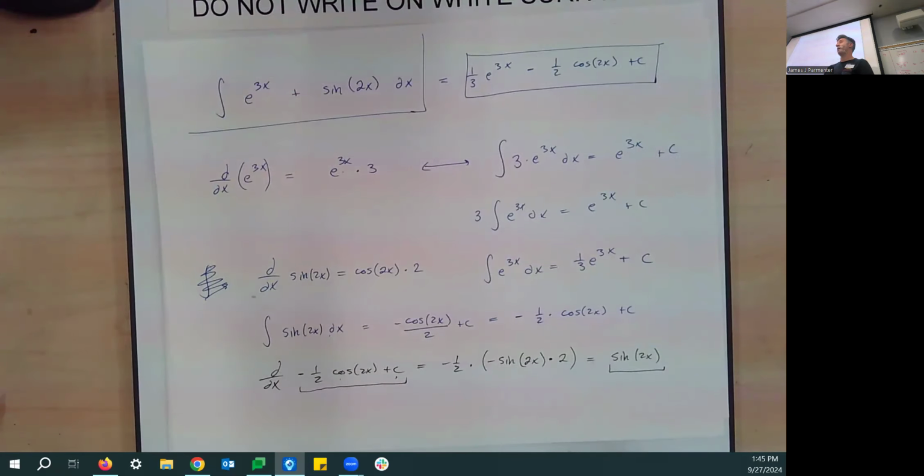The big picture thing I want you to take away from this is that if the derivative would have made you multiply by a constant, usually because of the chain rule, the antiderivative is going to make you divide by that same constant. It only works for constants.